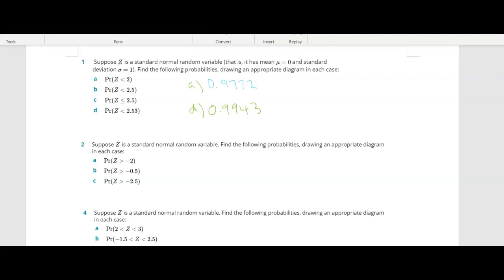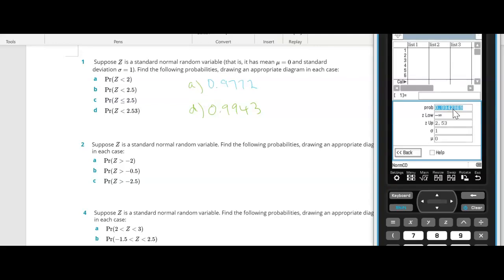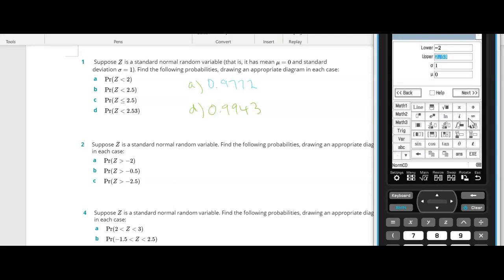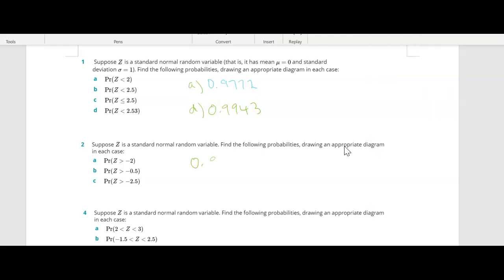With question 2, it's exactly the same thing, but this time we've got greater than. Let's go back to our calculator. This time our lower limit, if we're just doing A, is -2, and then our upper limit is infinity. So we'll get the keyboard, infinity, and there's your probability: 0.9772. And it does say draw an appropriate diagram.